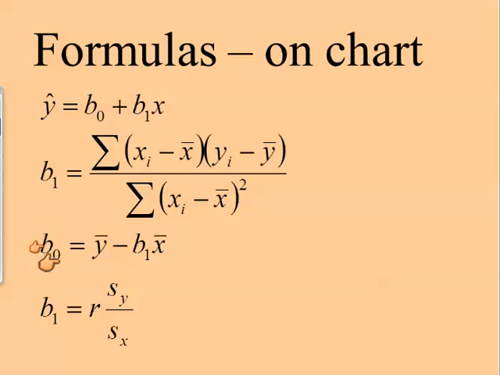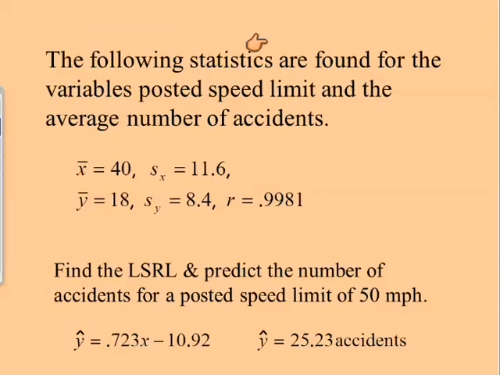But b0, you can find that by taking y bar, the mean, minus the b1 value you might have already calculated times the x mean, and you'll find this b0. Another way to find b1: take the standard deviation of your y values, the standard deviation of your x values, divide them, and multiply it times r, and it'll give you b1. Let's try that just for a second.